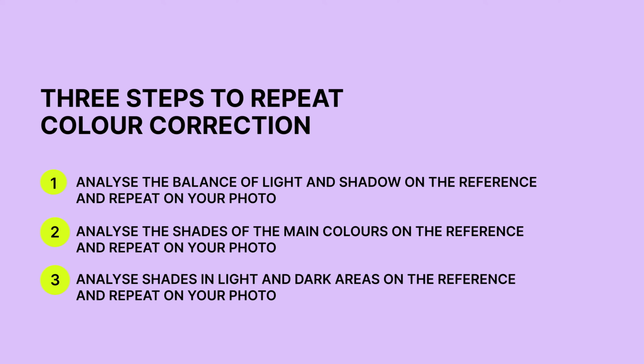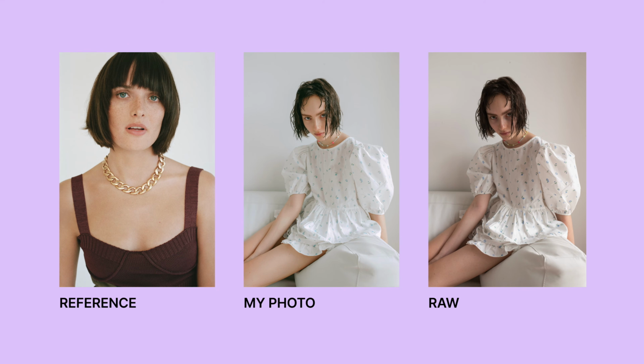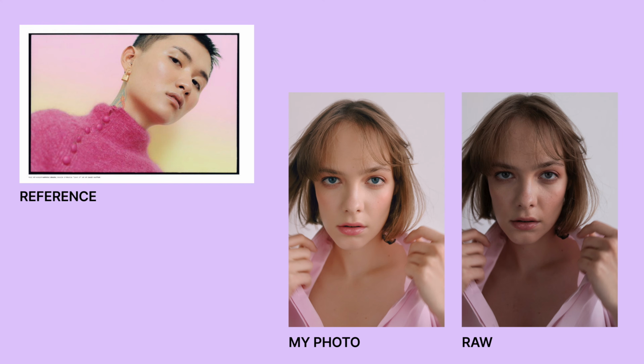The process of repeating color correction is 3 steps. We need to look at the reference and analyze the degree of contrast, the shades of the primary colors and the shades in the light and dark areas, and just create similar contrast and hues on our photo. Once we understand how the tools in Photoshop work, we can easily replicate it, and we end up with a result that's as similar as possible, even though our photos are originally a completely different color. I also tell about this in my lessons in maximum detail. The main thing is to repeat all the actions after me, and then you will understand everything.